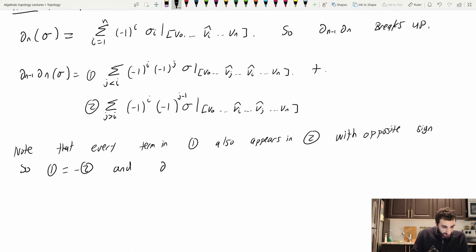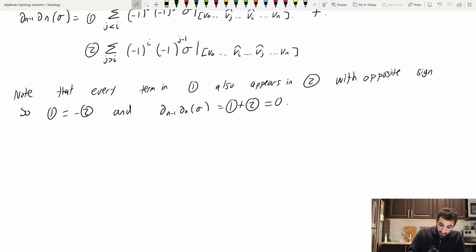And in particular, boundary n minus 1, boundary n of sigma, which is 1 plus 2, is just equal to 0. Great. So this is a fundamental element of every homology theory. You're going to define something called a boundary map, and you're going to show that if you do it twice, you get 0. And that is going to allow us to define simplicial homology.